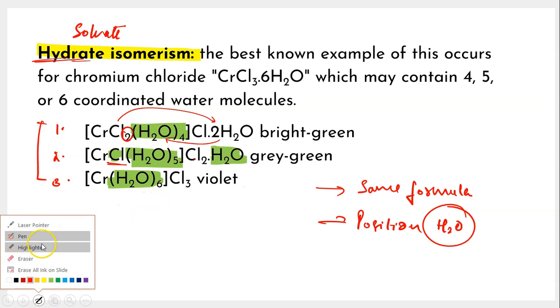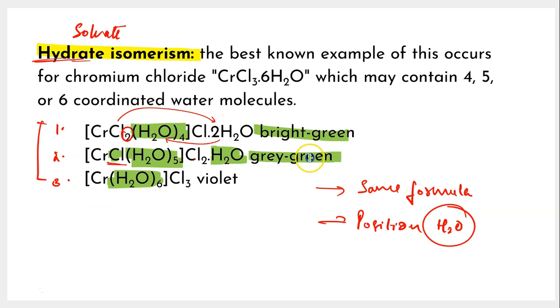If the complex that you are talking about is not having any H2O molecules, this hydrate or solvate isomerism doesn't exist. And I have also included a few colors here because colors of complex compounds are an important concept. With a change in the position of H2O groups from secondary valency to primary or vice versa, the color of the complexes also will change, right? You have to learn the colors as well. So this is the third type of structural isomerism.